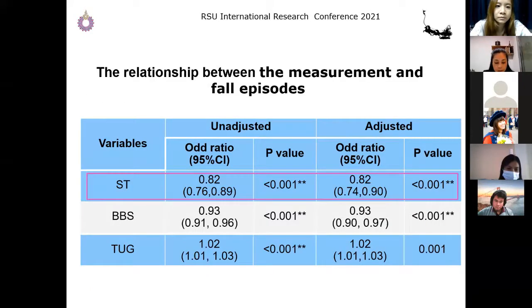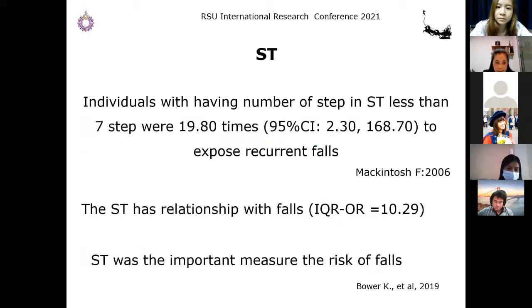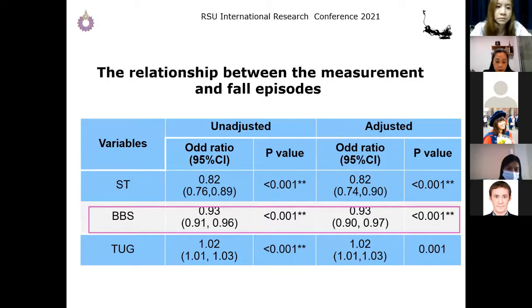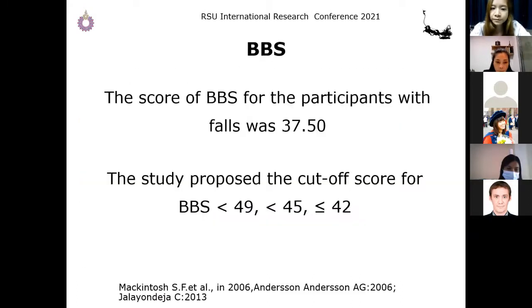The step test is one important measure of paretic limb ability to load weight. The study found a high relationship between step test and fall, which agrees with a previous study. Therefore, the step test was an important measure of fall risk. Moreover, the study found a relationship between the Berg Balance Scale and Timed Up and Go also.